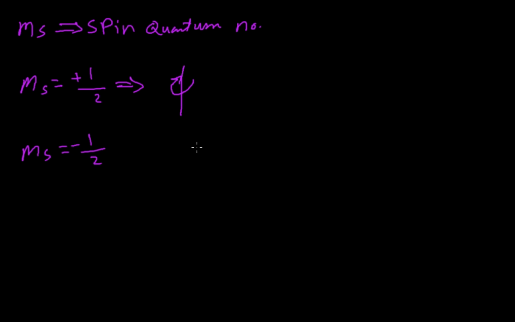And when you have the spin of the electron anti-clockwise, then the ms value is equal to -1/2. So the spin of the electron is anti-clockwise.